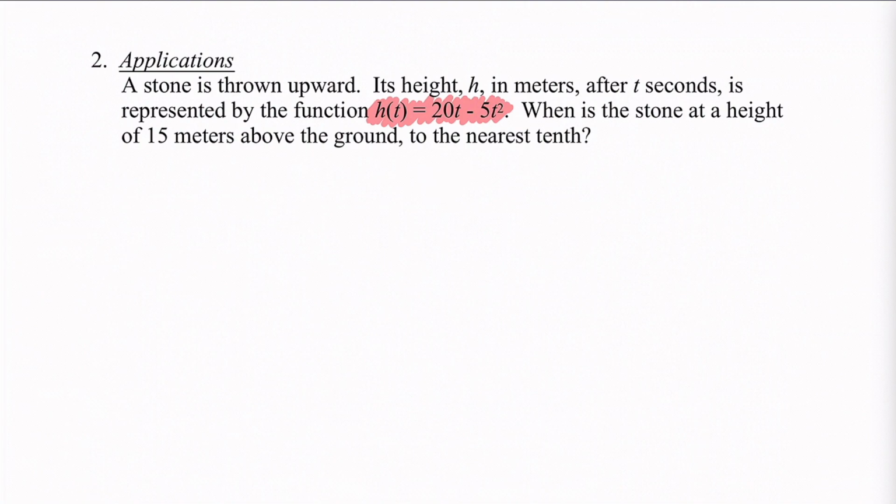That value that I get out is just the height. The height is whatever I get. So if I want to find when the stone is at a height of 15 meters, it's telling me that the height, or h, is 15 meters. So if I know that the height is 15 meters, I just have to replace the height with 15 meters.